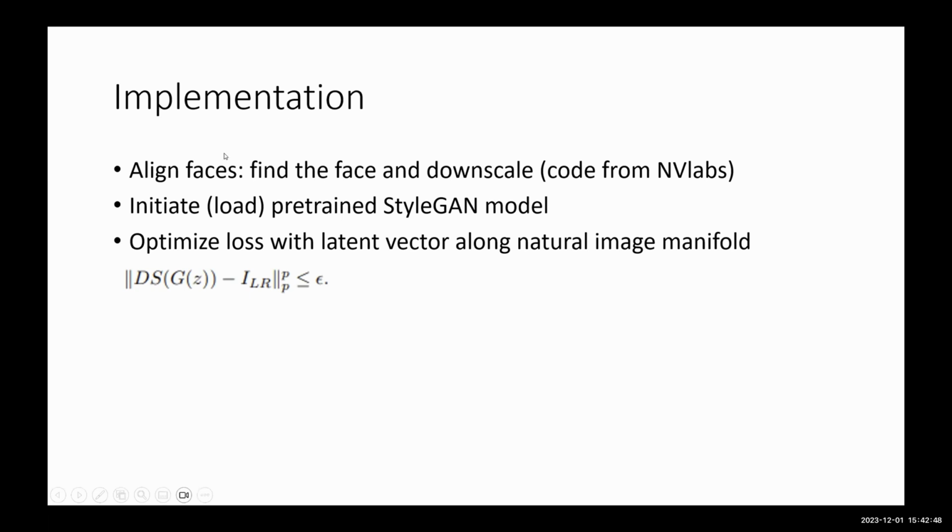By implementing PULSE, there are basically 3 steps. The first step is to find the face and downscale the region of the face to a 16 times 16 pixel image. Then PULSE applies StyleGAN for generating images. The new goal is to search through the natural image manifold and find pictures that downscale to an image that is close enough to the original low resolution input.